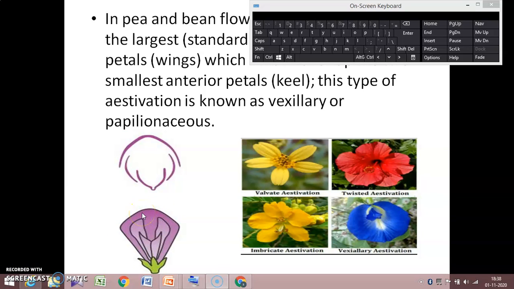This is a standard petal. Here you can see 2 wings, 2 wing petals. Then these are keel petals. Okay, so this type of aestivation is termed as vexillary or papilionaceous aestivation. The 4 types are clear: valvate aestivation, twisted aestivation, imbricate aestivation, and vexillary aestivation.